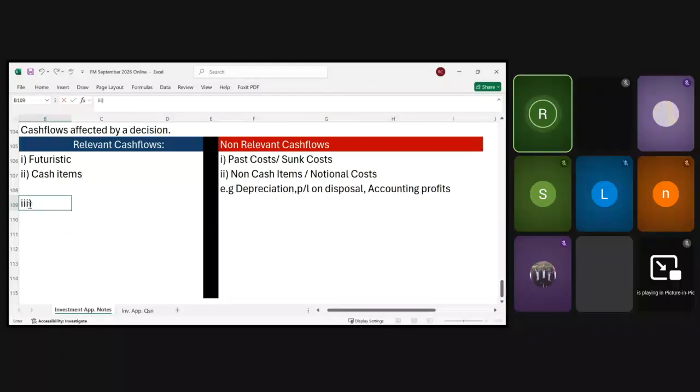Number three, we should include avoidable costs. Here, non-avoidable costs are not relevant. Number three there, non-avoidable costs.